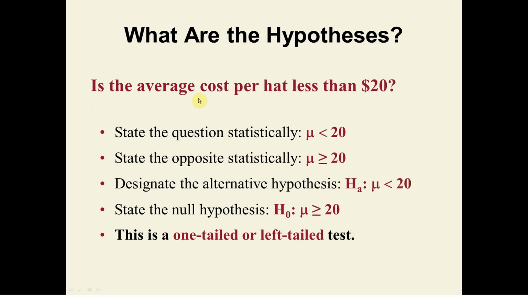How about another one? Is the average cost per hat less than $20? Once again, we'll say average meaning the population mean. Less than 20, that's less than 20. The opposite's greater than or equal to. This is the one with the inequality in it, so it's the alternative. This is the equality, so that's the null. And it's a left or lower tailed test or one tailed test because it's the less than sign. So less, left, lower, or one lower tailed test.